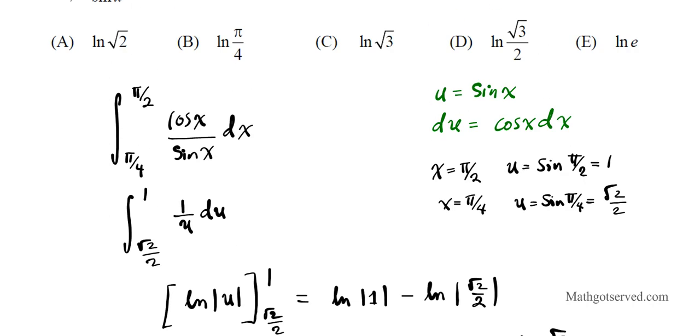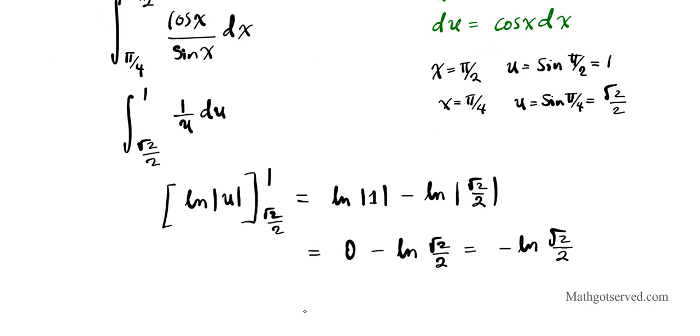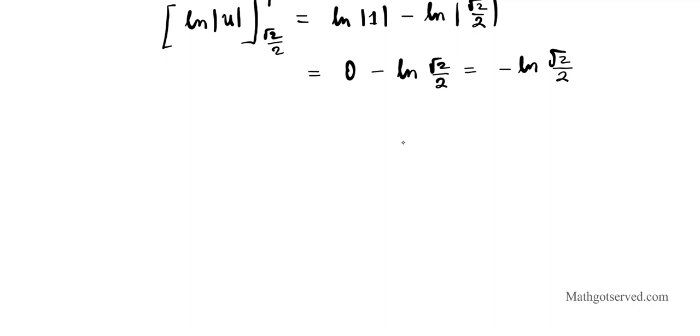Alright, so let's see. We don't have a match here, so we need to do some more work with this problem. So we're going to use the power property of logarithms. This minus right here, I can already say the natural logarithm of root 2 over 2 raised to the negative 1. Okay, like the other problem we did, you can imagine that there's a 1 over here, and then you just power it up using the power property or exponent property of logarithms, alright?